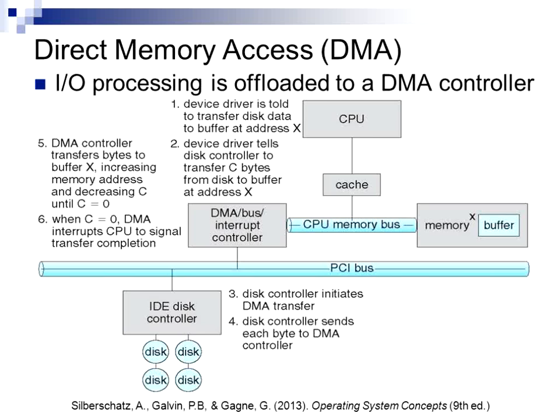So if we look here, what's going to happen is the CPU tells the device driver to transfer data to a buffer. The device driver tells the disk controller to transfer bytes. Then the disk controller actually does the DMA transfer. It sends each byte to the DMA controller. The controller transfers the bytes to the buffer, and then when it's all done, it interrupts the CPU to say that it does the transfer.